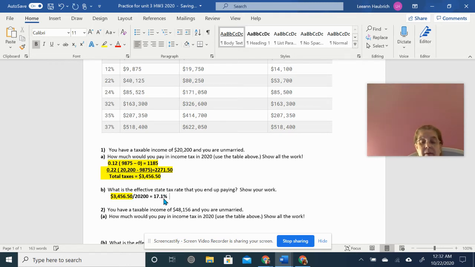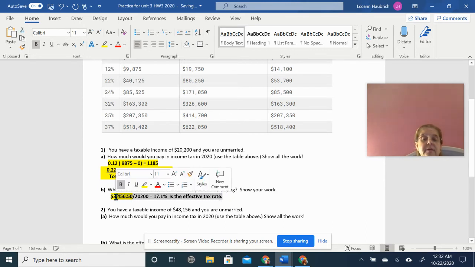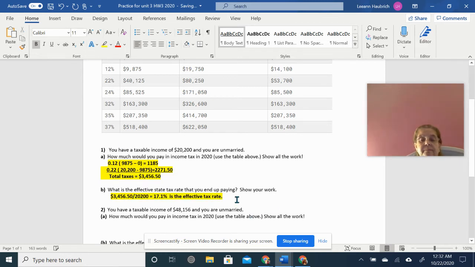17.1% is the effective tax rate. Highlight all of this so you can see what it looks like. So the work and the answer. Let's take a look at the next one.